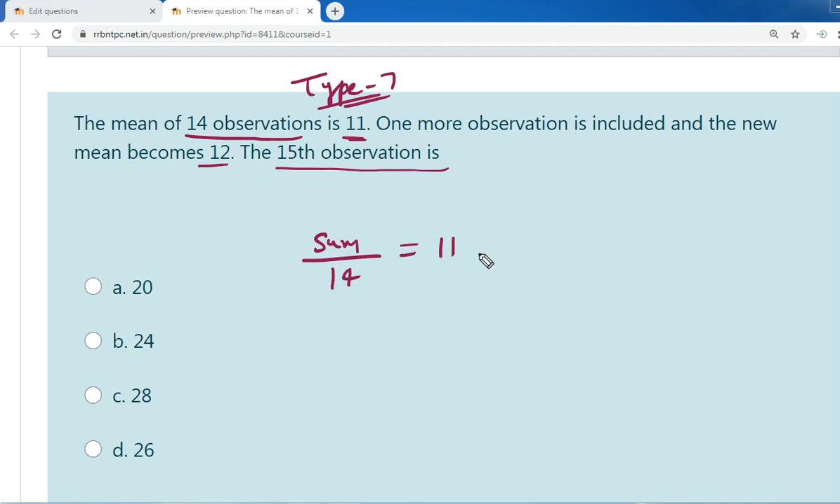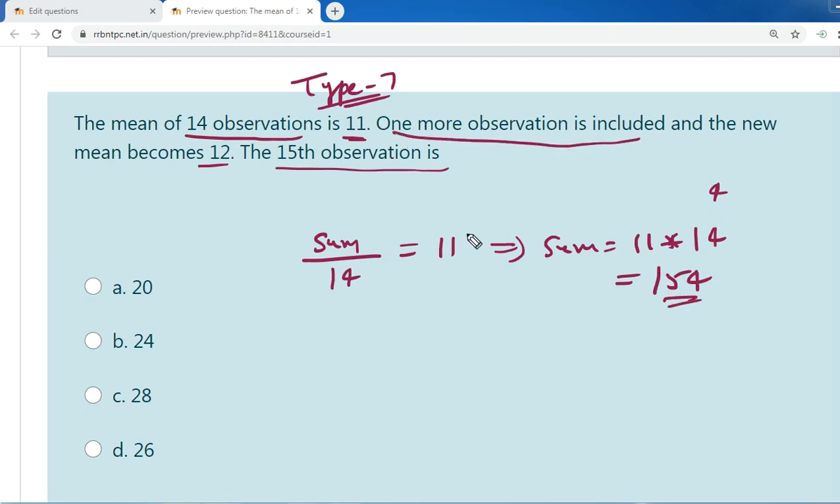We don't know what the sum is. Now this implies that sum is equal to 11 into 14. So that is equal to 11 fours are 44, 11 ones are 11, 154. So the sum of these values is 154, that we know.